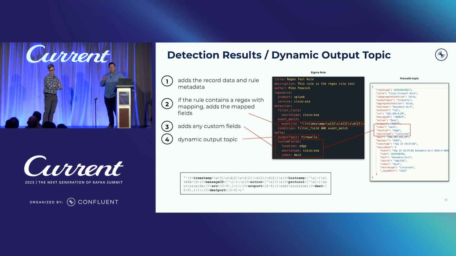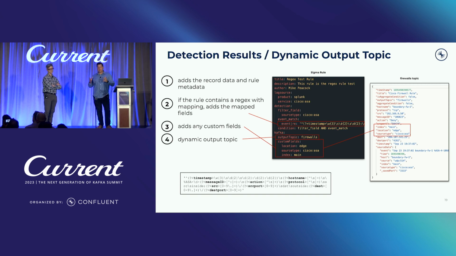All right, so once we do detect something, again, a quick overview of how we're using our detection results and what we're building. We talked about the metadata and the record data, so we're going to output that to the detection topic. You can see that in the bottom there, and some of the other callouts. If the rule contains a regex, we're going to take the fields that are defined in that regex pattern and also output them.